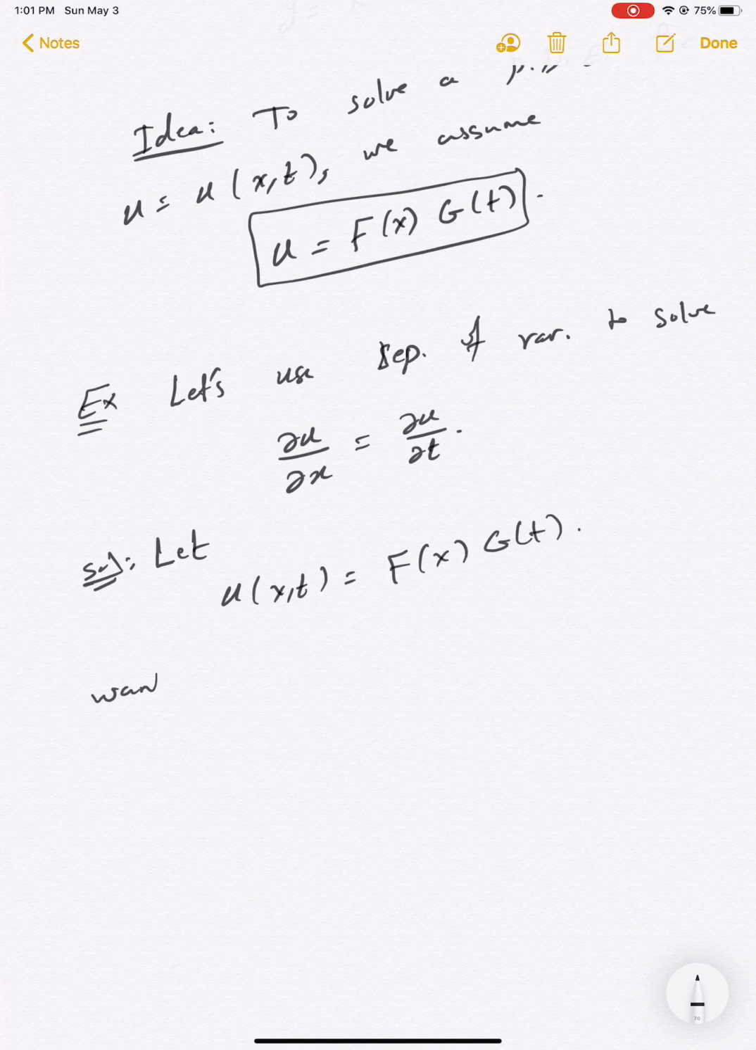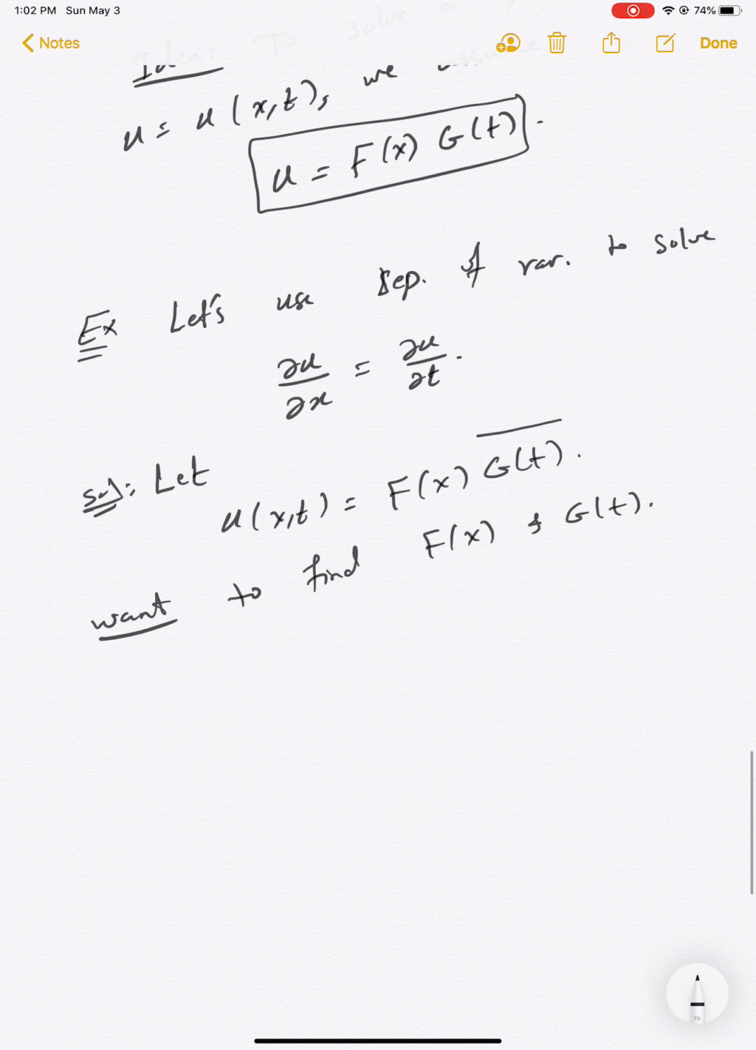And then basically what we want is to find f of x and g of t. Once you find f of x and g of t, you multiply them and you get your solution. But how do we find f of x and g of t? Basically you start with this assumption and you plug it back into the equation.